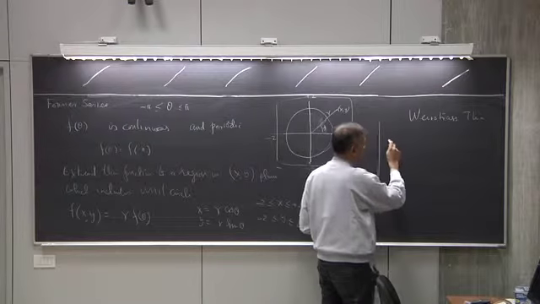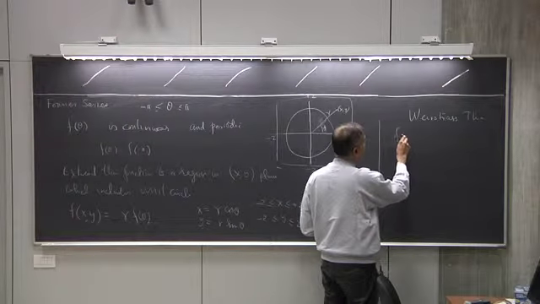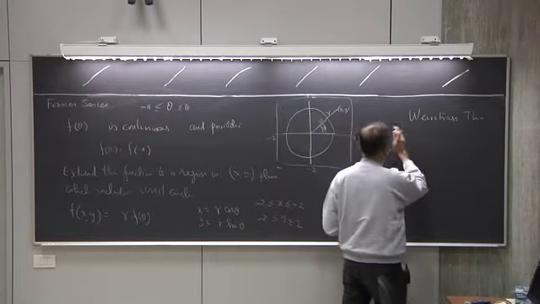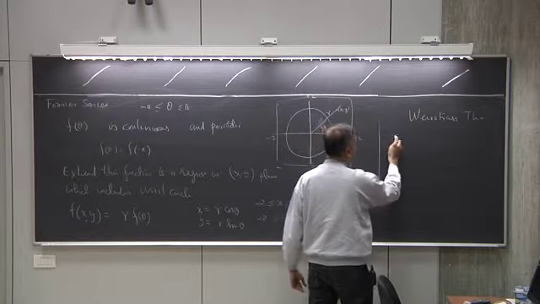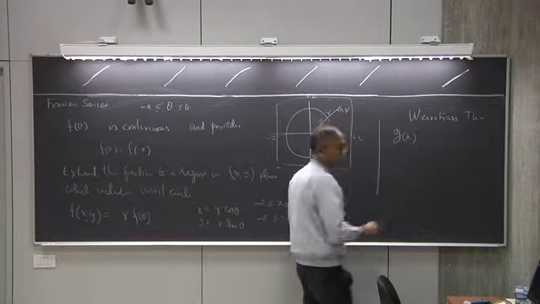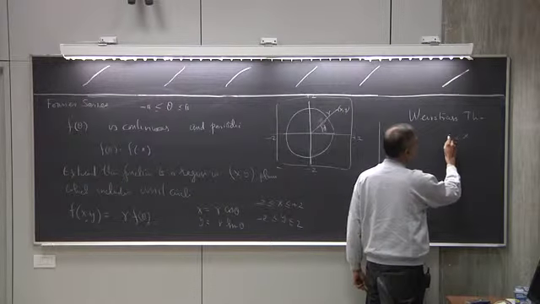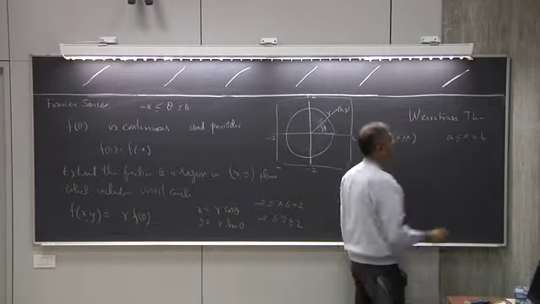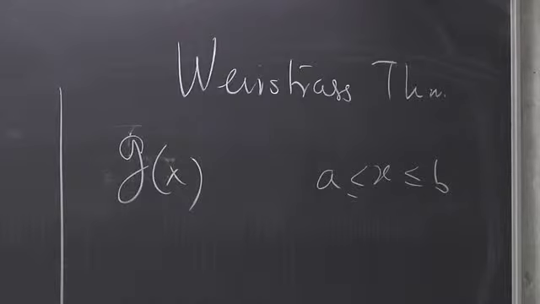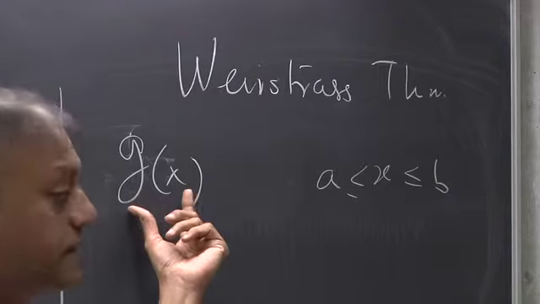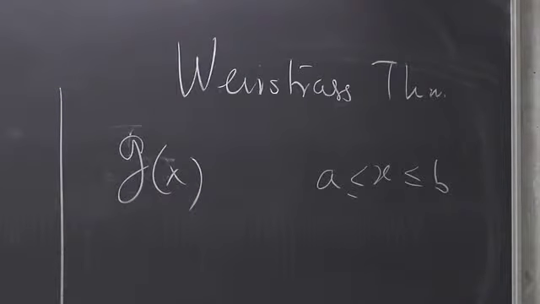What was the statement? That any function f of x, let me not use the same f, say g of x, any function g of x, where x is in some interval a to b, a finite interval. It was crucial that it was a finite interval, right? Then I can approximate this function arbitrarily well by some polynomials, right?